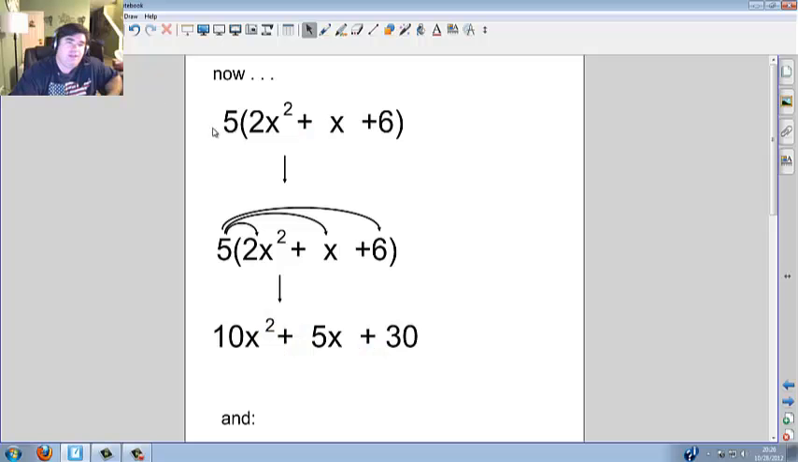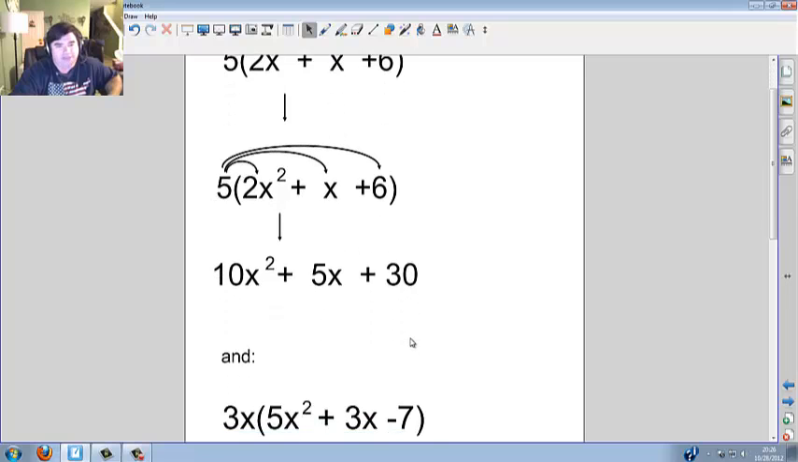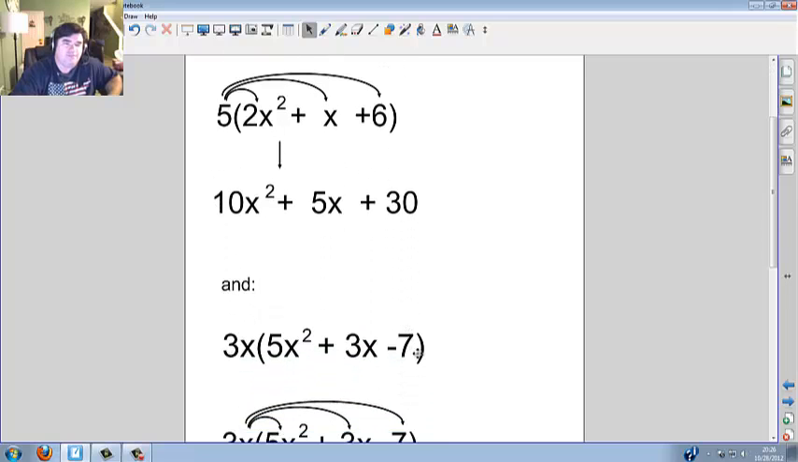And back. Now we have 5 times 2x squared plus x plus 6. Everything is times by 5. So 5 times the 2x squared, 5 times the x, and 5 times the 6. You go ahead and distribute all three. And if you have this here, this is a new one, by the way, I would times all three of these by 3x.